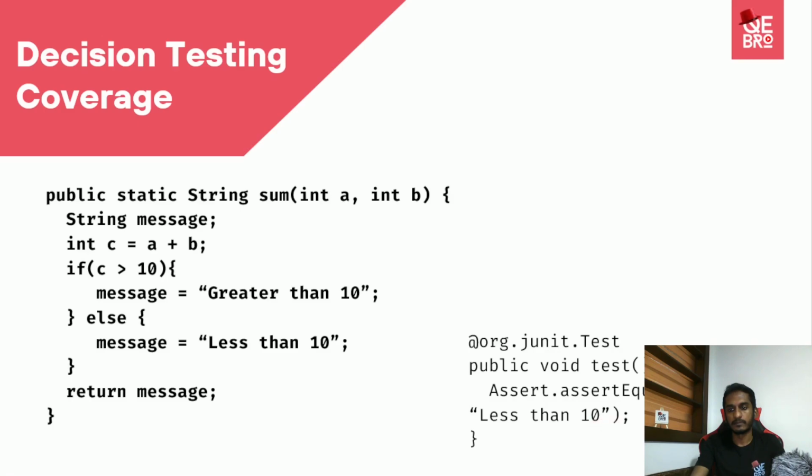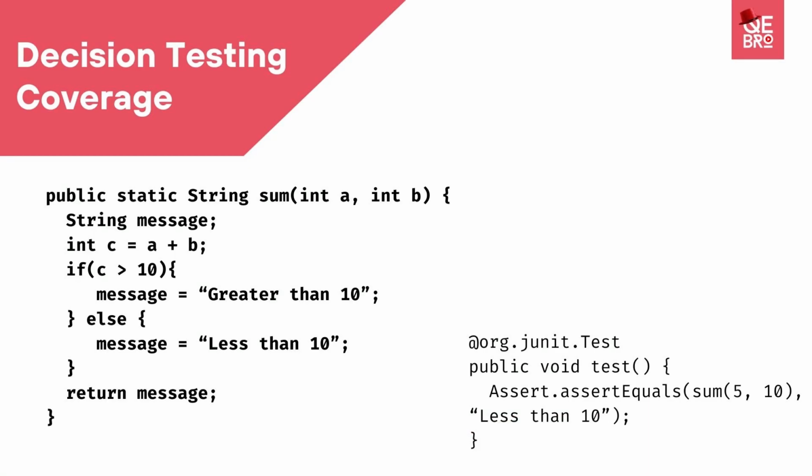So if we pass sum 5 and 10, 5 plus 10 is 15. It's C. That means it will go to here. Now it will do the decision making. C is 15. 15 is greater than 10. Then it should return the message greater than 10. But here we have asserted for less than 10. So this is one example of a wrong test case.